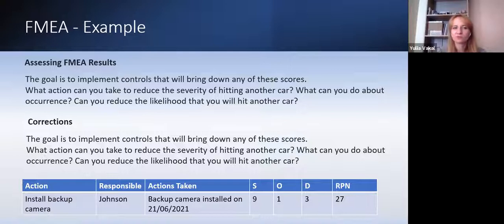Again, it's very formal. You can have different types. You can probably do it in a more informal way, but you should know that it's a very formal technique. Then actions taken: backup camera installed. In this case, let's see the numbers. Severity 9, occurrence was 3, right? Now it's 1. And detection was 6, now it's 3. So we managed to reduce the total number to 27. It used to be 162, now it's 27.